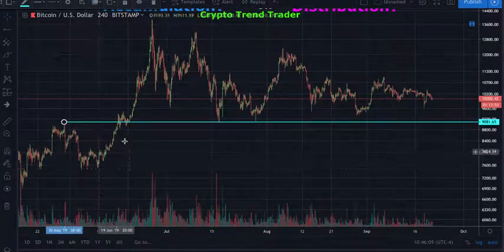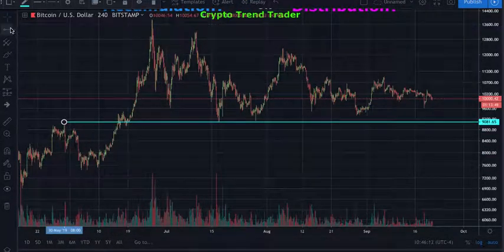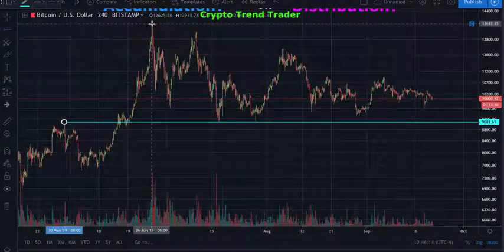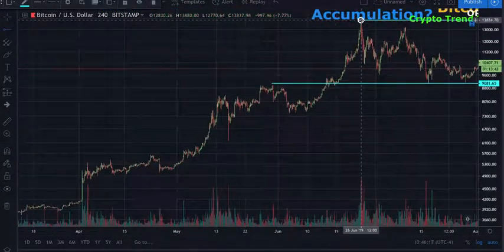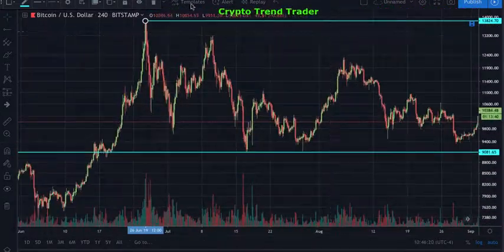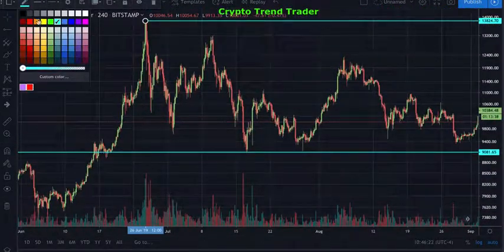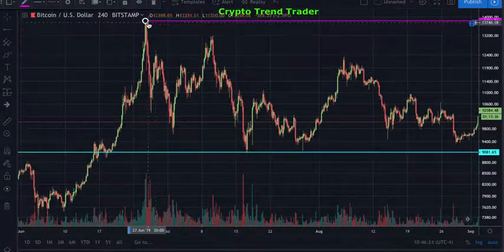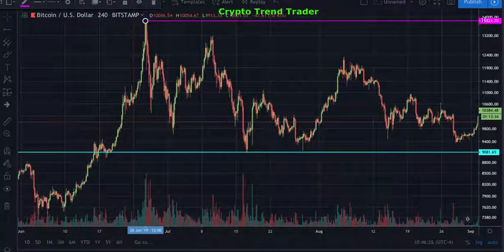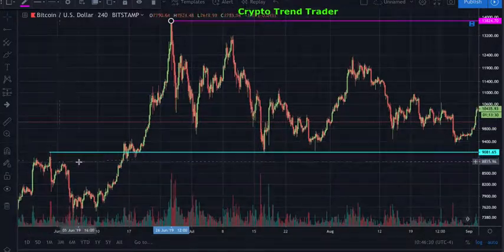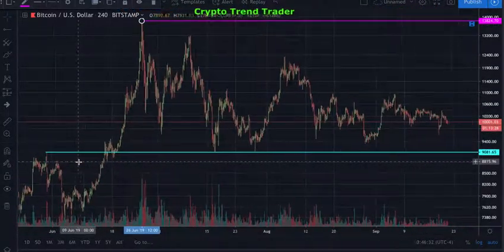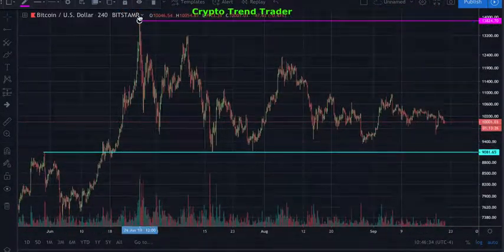Then we get a little bit of a pullback, and then we get our parabolic move up. From the parabolic move, where we top out here is going to be our buying climax, and the buying climax is going to represent the first resistance, and the preliminary supply is going to represent the first support zone. And so now we form one and one, and then we're going to come down here.